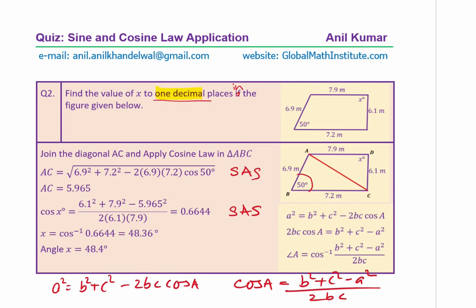Side angle side, correct. So we'll apply the formula directly. Cos x is the two sides now, 7.9 and 6.1, each squared, minus the third side, which we just calculated as 5.965. Substituting those values, we calculated the value of x, which comes out to be 48.36, rounded to 48.4. So that is how you can find the angle x. The related formulas are also given here for your reference. Perfect.